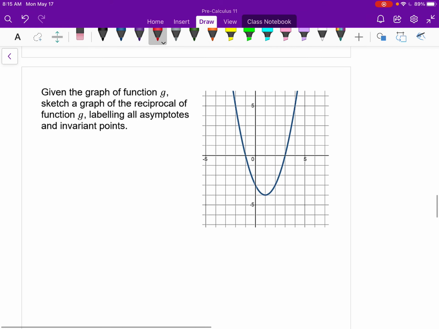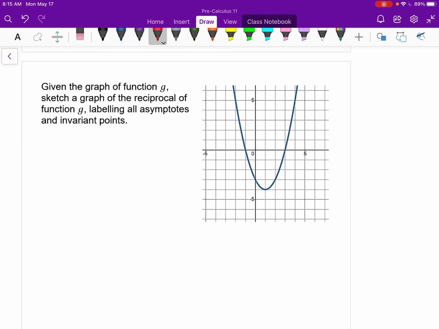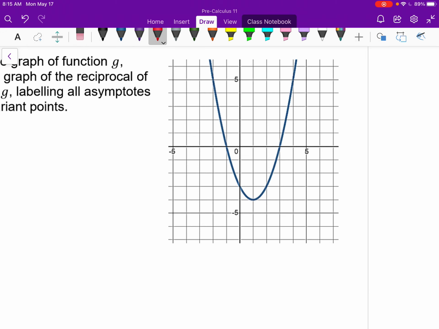So the last question, oh, no, I forget what I have to do here. This question here, sorry, it's not the last one. Second last question, I think. Yeah, so same idea here, though. So I'll do this quite quickly. This is, again, the graph of g of x. I want the reciprocal of this.